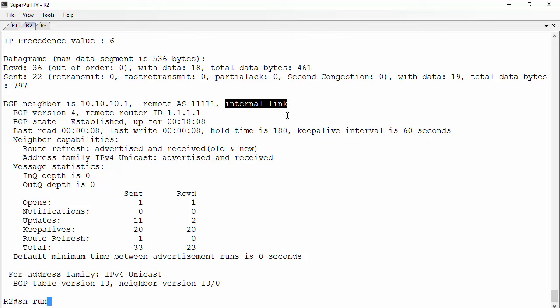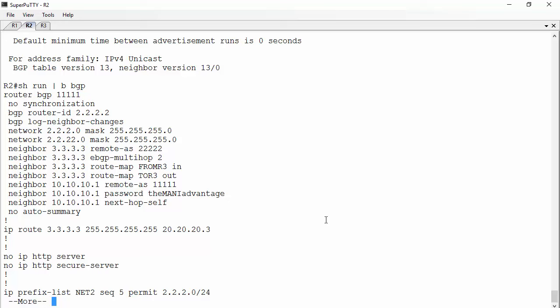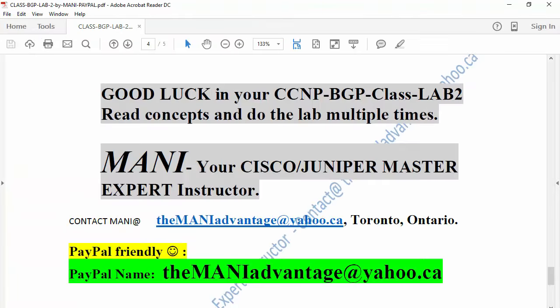Guys, so again, the major commands are on router 2. I'll just put that one more time. And good luck in your studies. So make sure to do the CCNP BGP class lab 2 a couple of times. Do the labs, read the concepts.